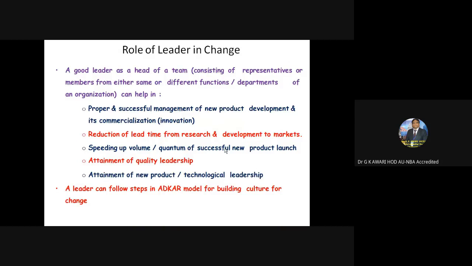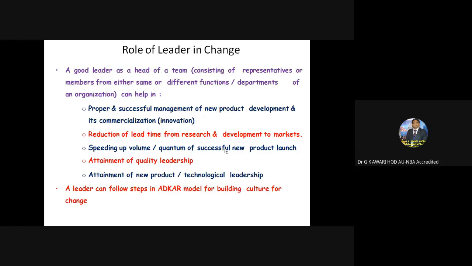So a good leader as the head of the team, which may consist of representatives or members of either the same or different functions of the department, can help in proper and successful management of new product development and its commercialization, reduction of lead time from research and development to the market, speeding up the volume quantum of successful new product launches, attainment of quality leadership, and attainment of new product technological leadership.